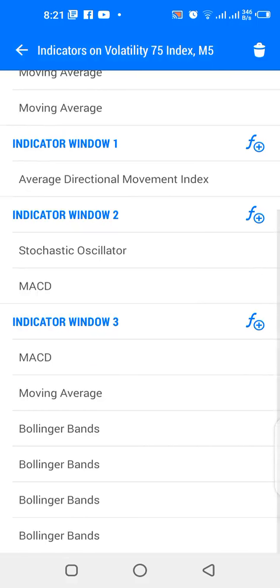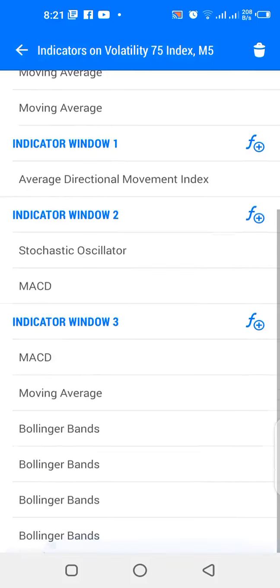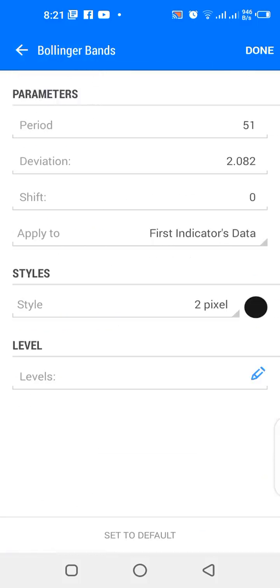Then we have a moving average, 1 period. Method is linear weights. Apply to first indicator's data. The color is red. Then we have 4 Bollinger Bands. The first one period is 51. Deviation is 2.082. Apply to first indicator's data.